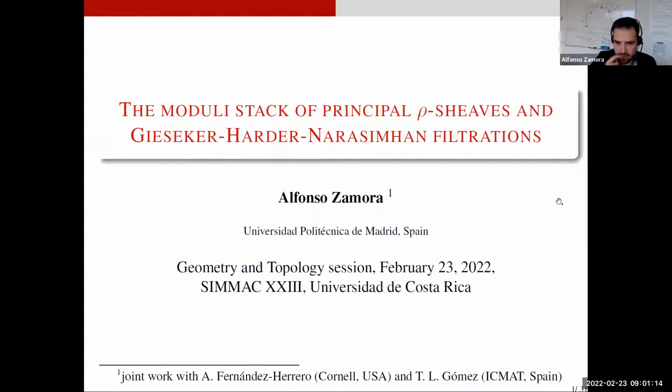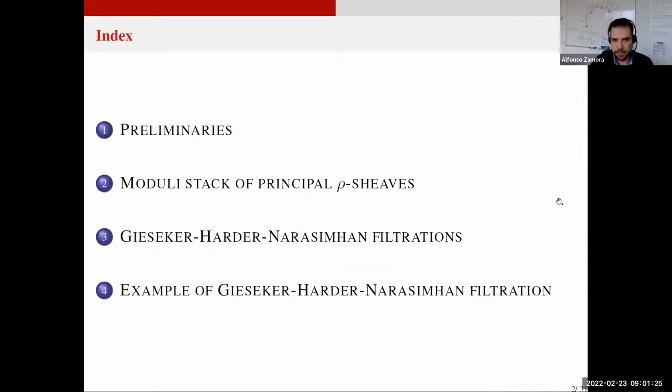Using that theory from the stack, we're able to provide a new notion of a Harder-Narasimhan filtration, which is what we call a Gieseker-Harder-Narasimhan filtration that I will explain. So the outline: let me give you some preliminaries, and then I will talk about the problem of constructing the moduli stack of principal sheaves. Then I will talk about the filtrations, and maybe if I have time, I will try to give an example of a Gieseker-Harder-Narasimhan filtration. I apologize in advance because I probably put too much information in the slides for the time I have, but I can freely share the slides with anyone who could be interested in the subject.